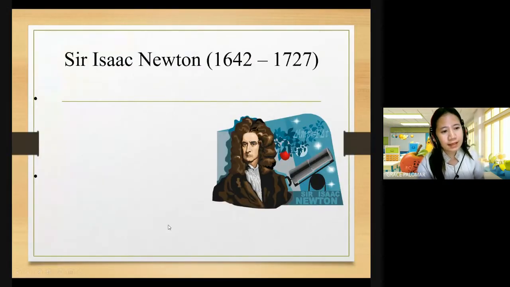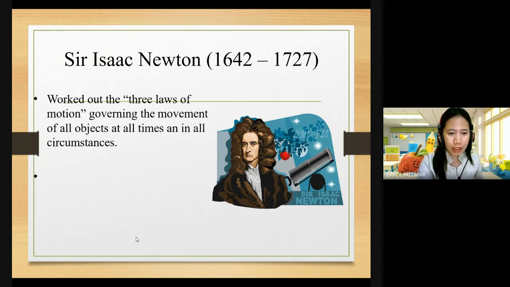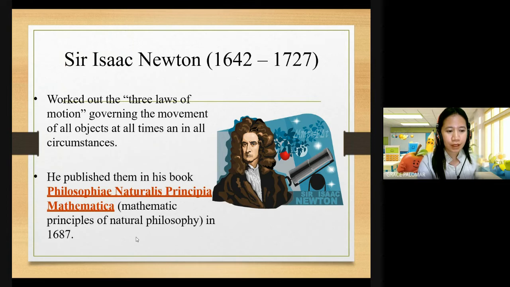Next. Now let us discuss, before we jump to our main topic, who is responsible for these laws of motion. It's Sir Isaac Newton, born in 1642 and died in 1727. He worked out the three laws of motion governing the movement of all objects at all times in all circumstances. He also published his book Philosophiae Naturalis Principia Mathematica, or the Mathematical Principles of Natural Philosophy, in the year 1687.